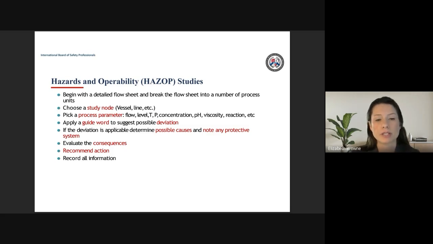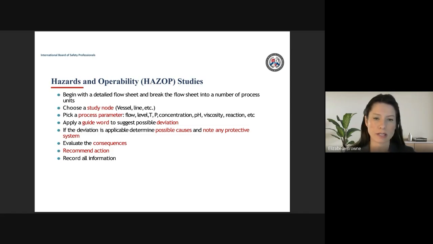If the deviation is applicable, then we determine possible causes and note any protective system that would be needed. We would also evaluate the consequences of a deviation, and we would recommend action. And all of this, we would, of course, have notes and a system where we're able to record all of this information.